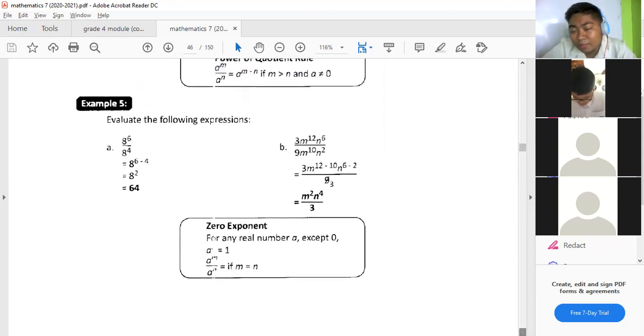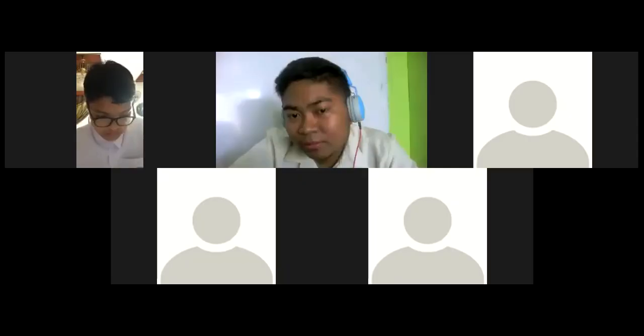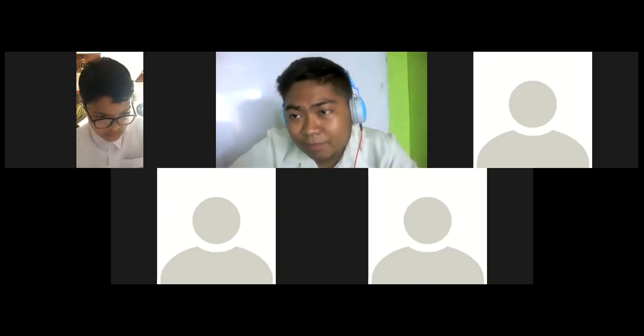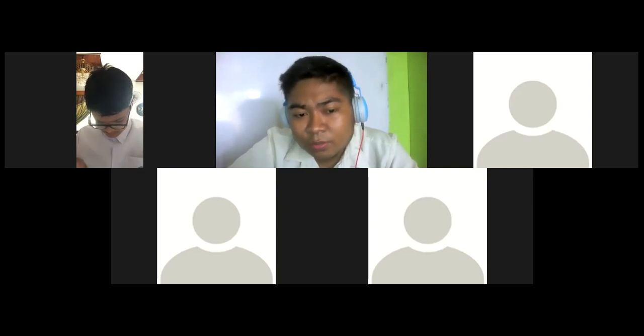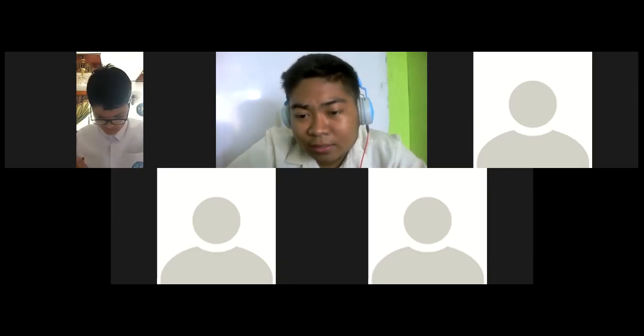So, there are still more. But then, let me check your worksheet first. So, tignan natin. So, this would be included kasi in your exam. So, this is your worksheet. Ayan, pakita ko na. Gets na ba yung power of mga exponents natin? Rules of exponent. Ayan, so tignan natin. So, I'll be showing you your worksheet.